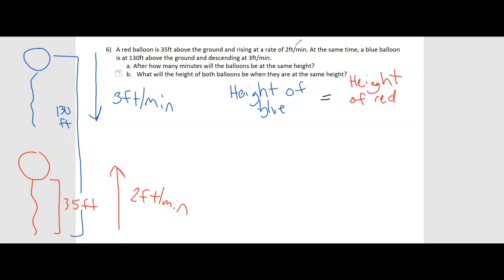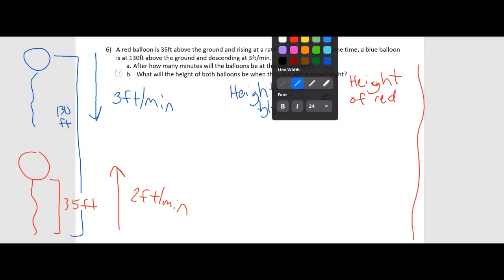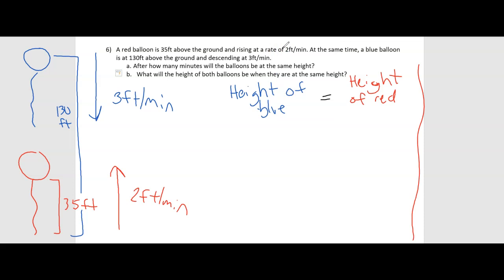And now we need to think about, okay, before we try to write our equation with variables and numbers, we first need to come up with what our variable is going to be. Well, the first thing that they're asking us is, after how many minutes will the balloons be at the same height? So the amount of minutes is an unknown, which means we can use a variable to represent that. So I'm going to use m for minutes. So we'll say let m represent number of minutes.